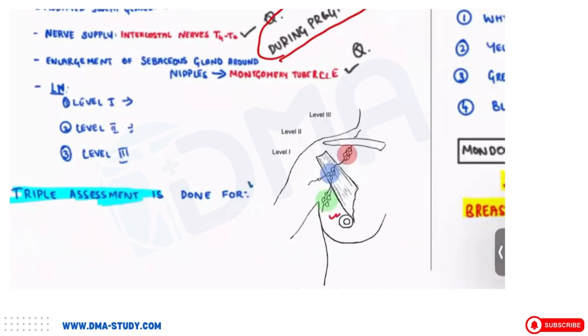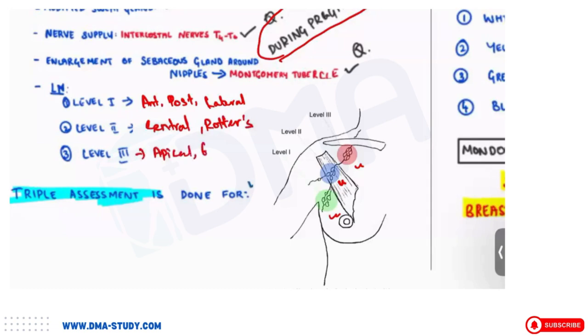So there are level 1, level 2 and level 3. Level 1 is associated with 3 groups: anterior, posterior and lateral groups. We call that APL. Level 2 is associated with the central and Rotter's groups. Level 3 is associated with the apical nodes along with the Giuliano. And the Giuliano node is the so-called sentinel lymph node of breast cancer. You should remember that.